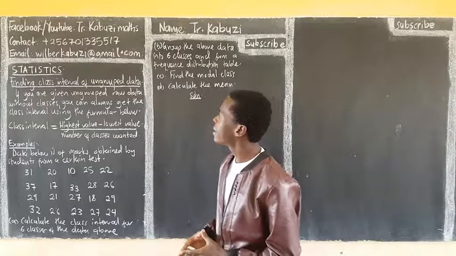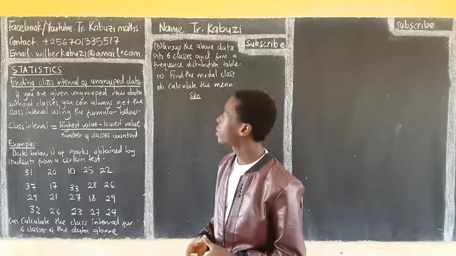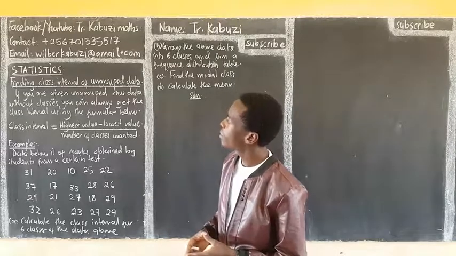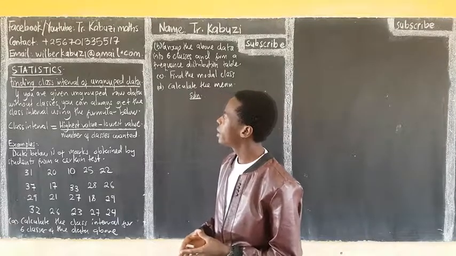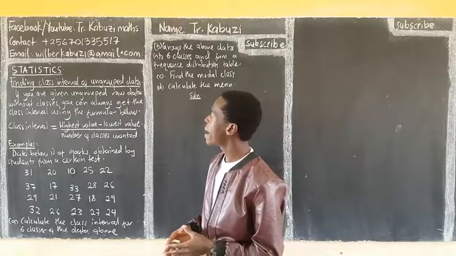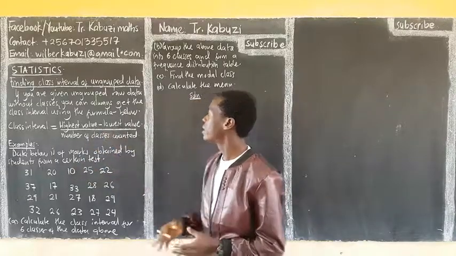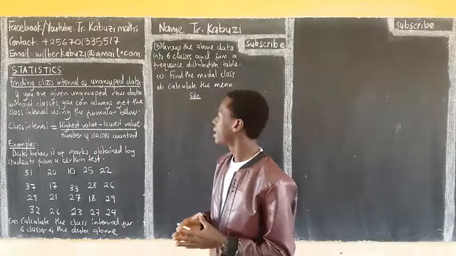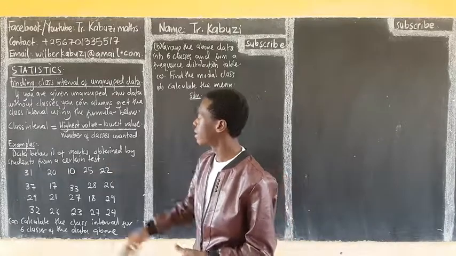Find the class interval, finding class interval of ungrouped data, or sometimes we call it the continuous data. If you are given ungrouped raw data without classes, you can always get the class interval using the formula below. So the class interval, you get the highest value minus the lowest value over the number of classes you want to form. So let us see this example here.